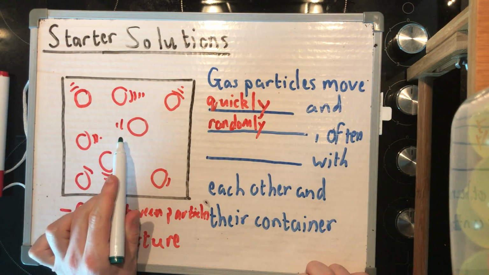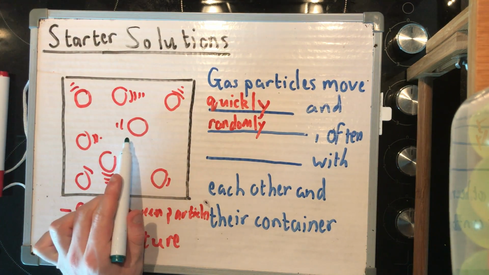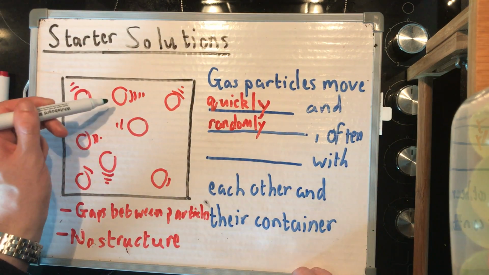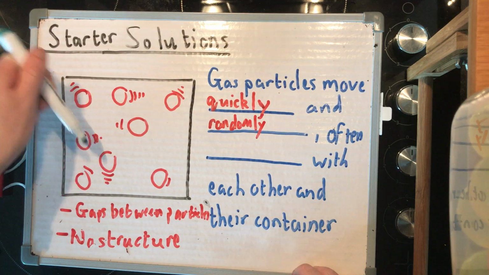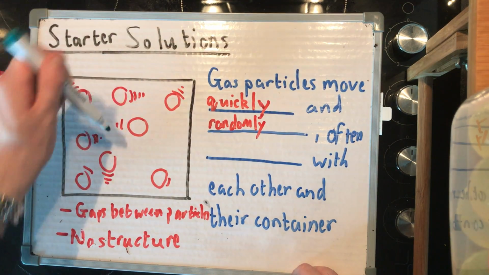So this one is moving to the right with a speed of 2. This one is moving to the left with a speed of 4. This one is moving down right with a speed of 2. This one is moving upwards with a speed of 3.